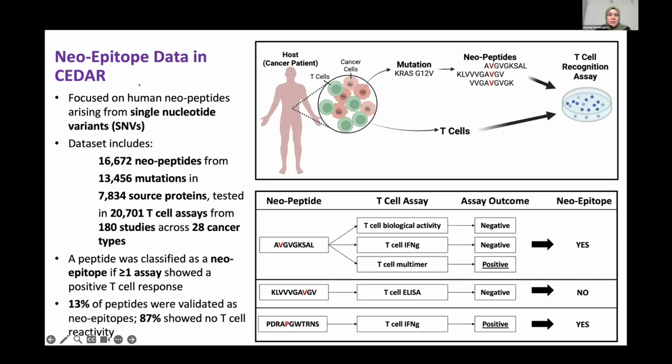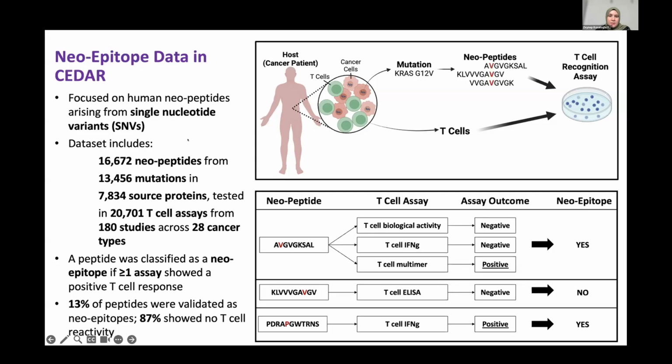In total, we analyzed over 1,600 neoepitopes, 16,000 neopeptides from 180 published studies across 28 different cancer types. So this is a very comprehensive data set. And we heard about this before already, but just to reiterate here, it's important to remember that one peptide can appear in multiple different studies and publications and can be tested using different assays with potentially different outcomes.